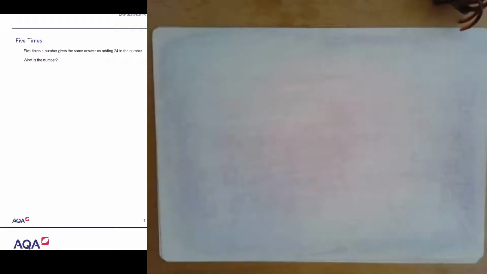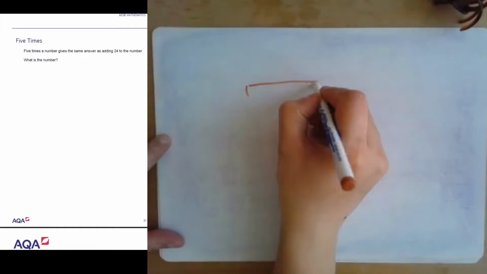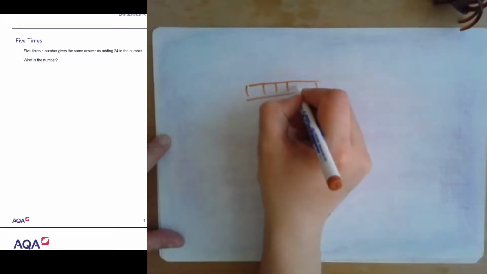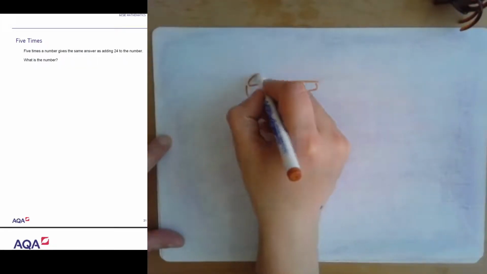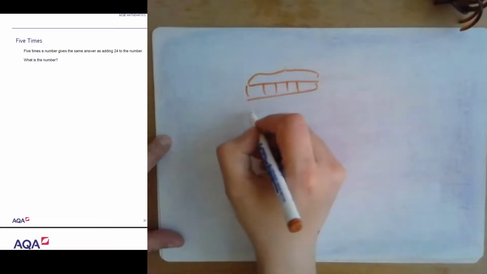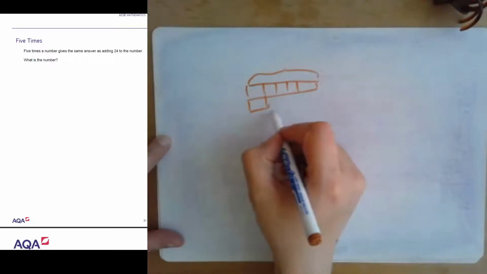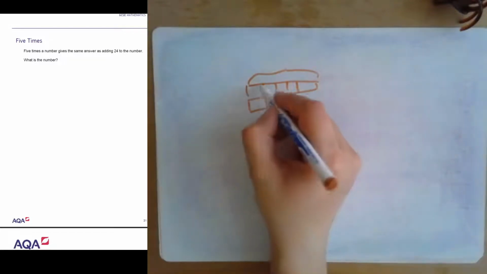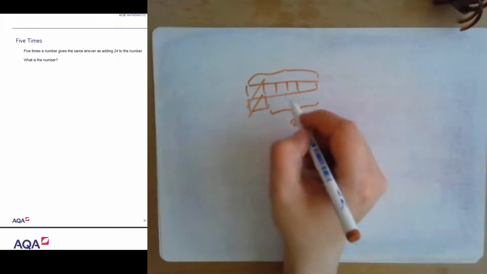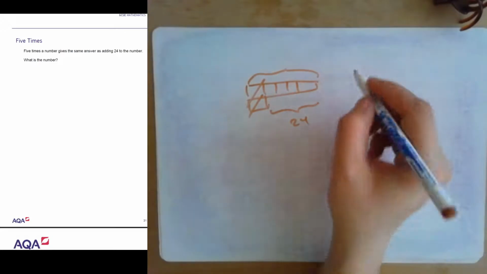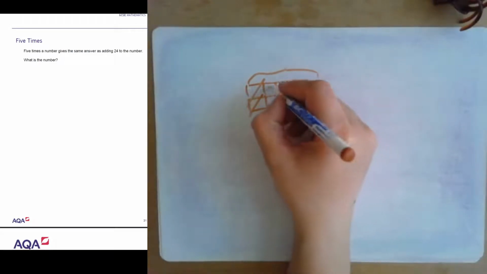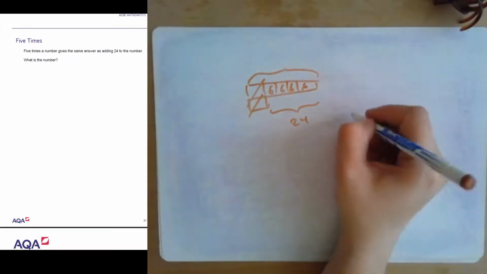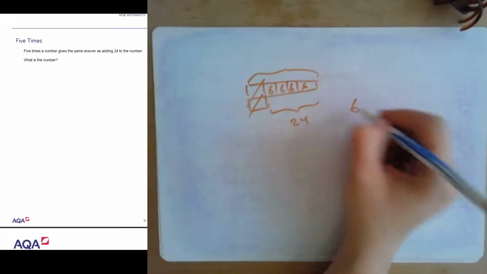So it says 5 times a number gives the same answer as adding 24 to the number. Okay, so if I have 5 lots of a number, so I've got 5 lots of them, that is the same as me saying 1 of this number plus 24, right? So I can just cancel off these two, and then I say 24 into these 4, so each of them must be 6, okay? And that's all it is. What is the number? It's 6.